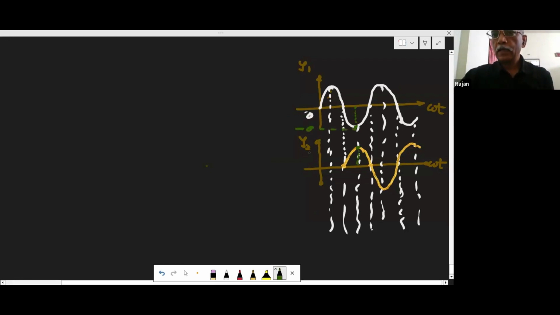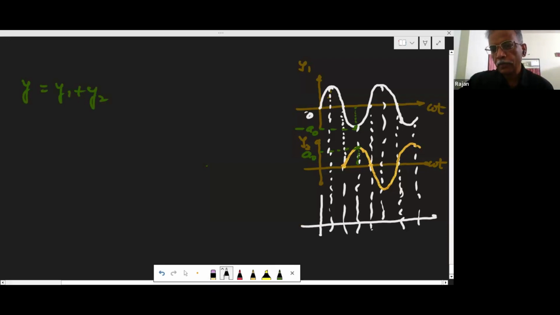If this one is minus a naught, the other one, at this point where they are interfering, is a naught. If I am adding them, it is 0, correct? So I'm getting y is equal to y1 plus y2. And check it, here we got 0. So once I'm trying to draw the resultant, just below that I'm going to draw the resultant. Let's see what happens to y. Once they are at 0, 0, both are 0. If I'm adding, they are 0.